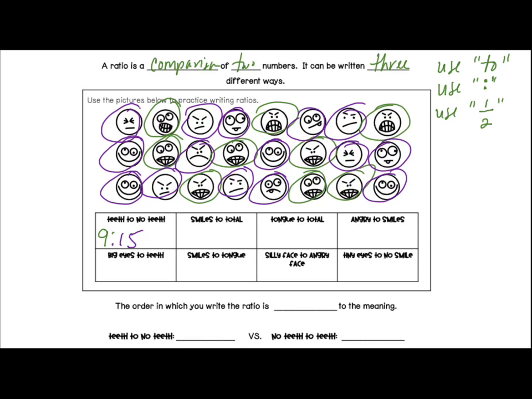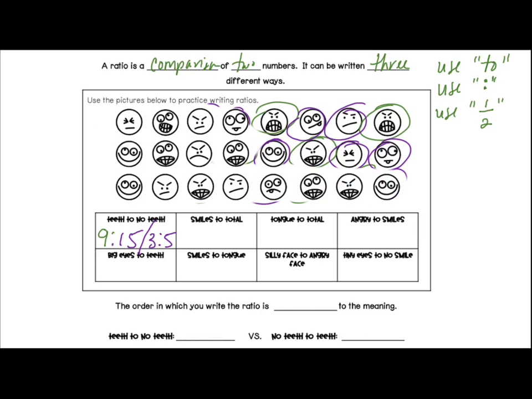Now, with ratios, you always want them to be in simplest form. So I can do this by simplifying 9 and 15 by 3. 9 divided by 3 is 3, and 15 divided by 3 is 5. So this is also what we would call a 3 to 5 ratio. And you see how I got the colon there in between to separate this out.